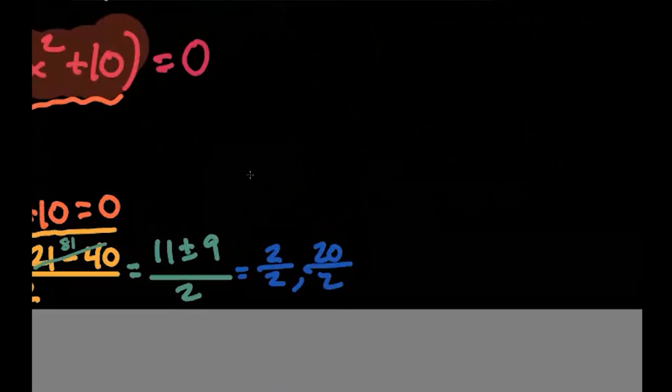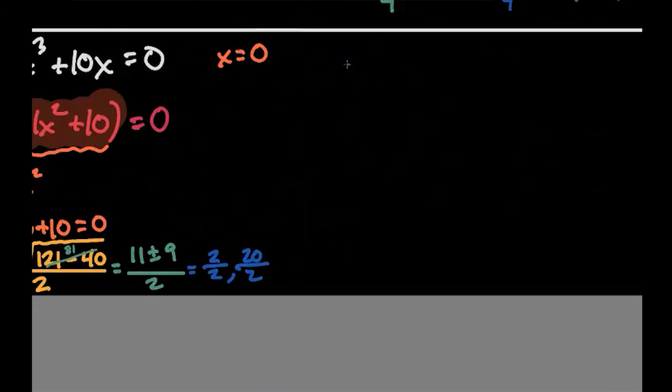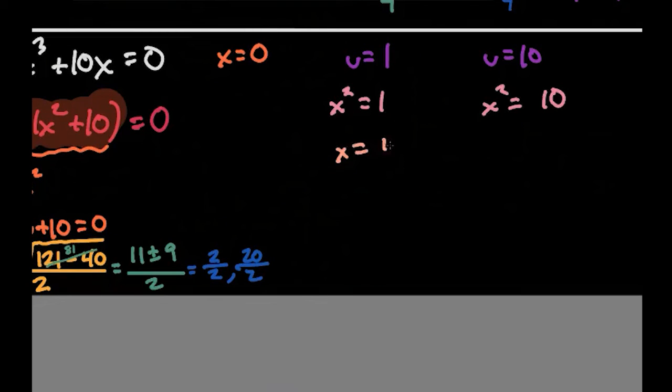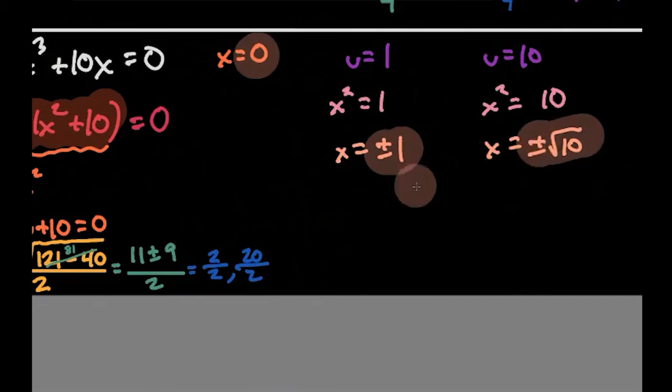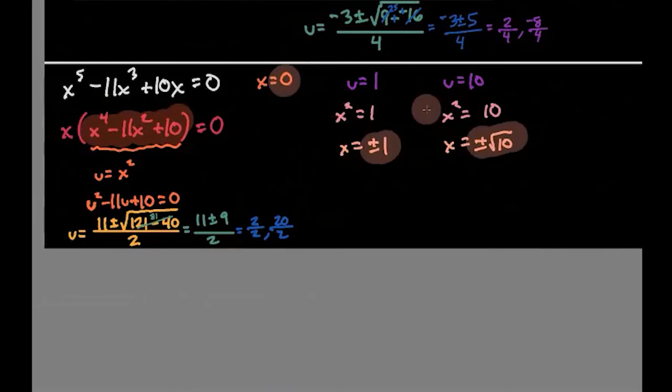Those are our answers for u, but we do have to solve them for x. So that's going to be our next step here. We're going to say that u is equal to 1 and u is equal to 10. u is equal to x squared, so I'm going to put an x squared in here for each of them. Substitute that in. Square root both sides, you end up with plus or minus 1 here. Over here you have plus or minus the square root of 10. So now if you count up all these answers, we have 1 here, 2 here, and 2 here. So that's 5 total, which is how many we're supposed to have. And that is actually the answer for that problem.